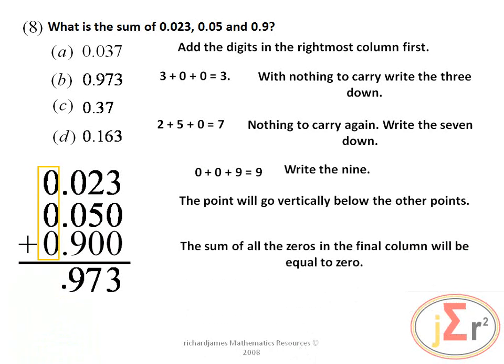The sum of all the zeros in the final column will be equal to 0. Of course, when we add all those zeros, we still get 0. And that's all there is to it.